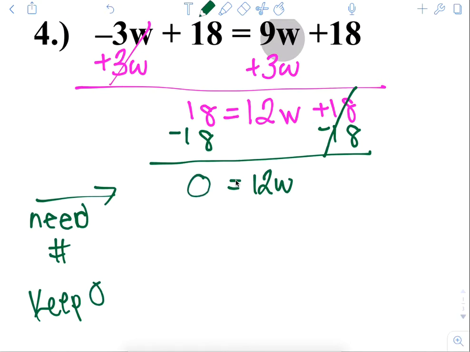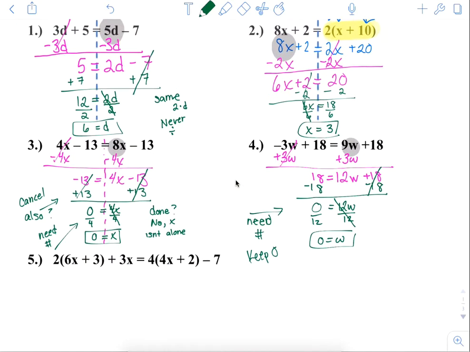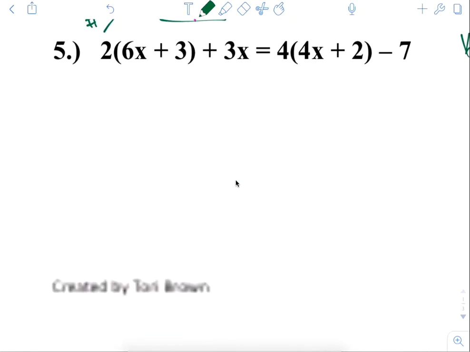We're not done. I need to get rid of the 12. That 12 is multiplying, so we're going to divide it. And that is going to give me 0. That is the end of my problem. Okay? All right, let's put all that together, and we're going to tackle a longer problem.